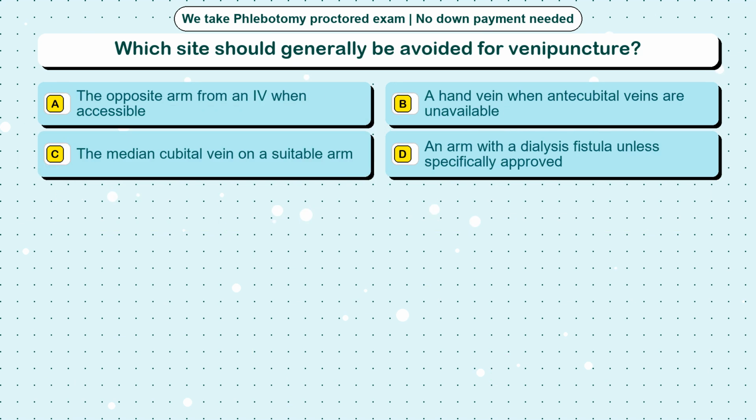Question 19. Which site should generally be avoided for venipuncture? Option A, the opposite arm from an IV when accessible. Option B, a hand vein when antecubital veins are unavailable.